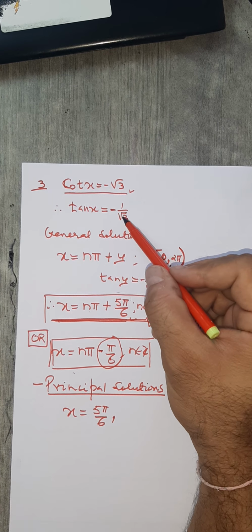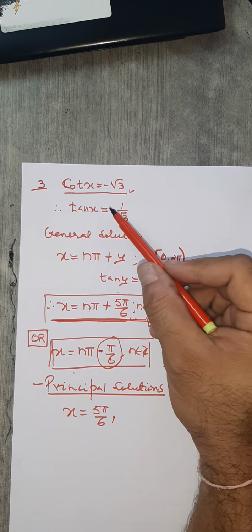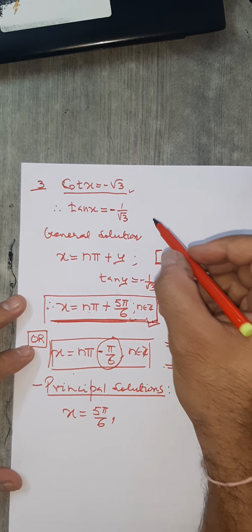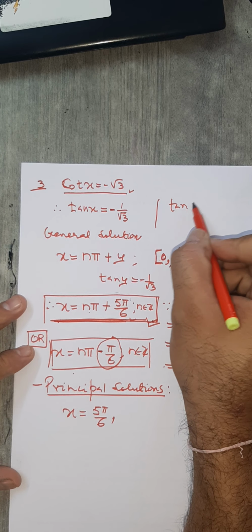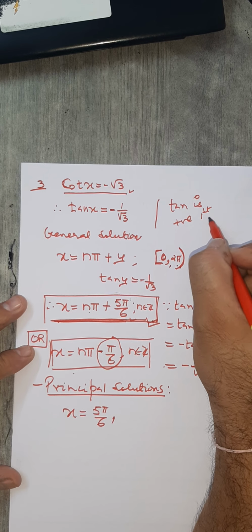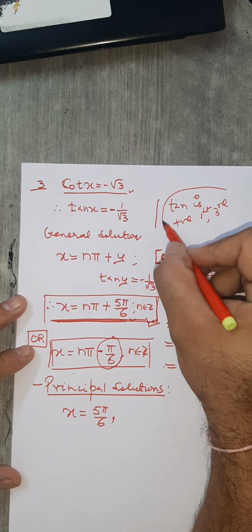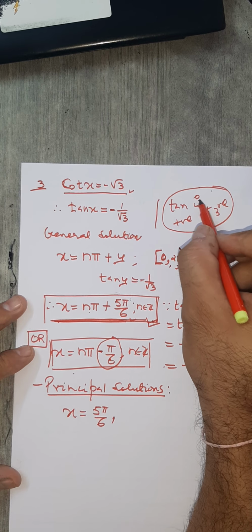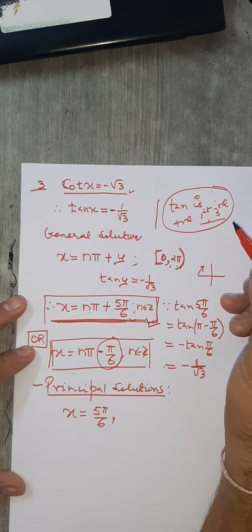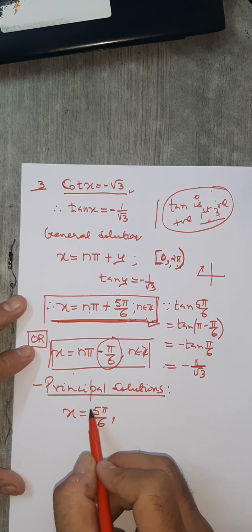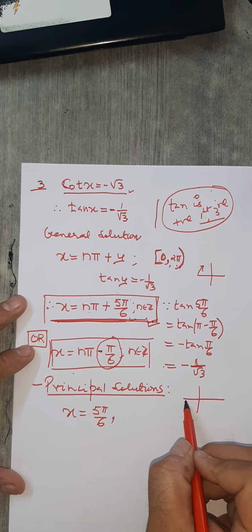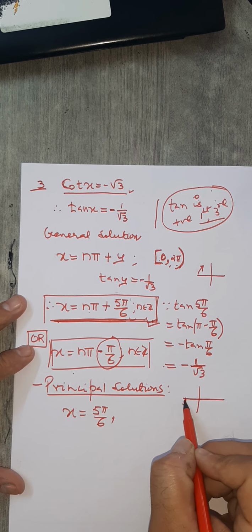Tan is negative, so this x must be in which two quadrants, that you should check. In which two quadrants is tan positive? First and third. In these two quadrants, you know all S, T, C. So tan is negative in which two quadrants? Second and fourth. You see here 5π/6 is already in the second quadrant.